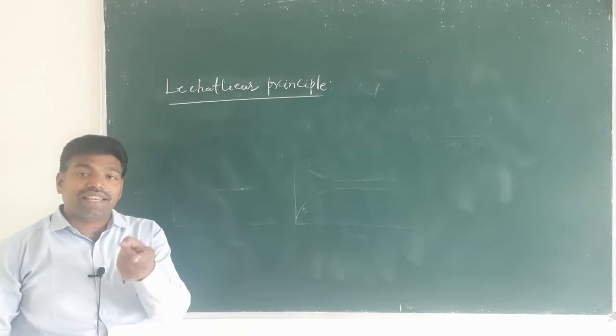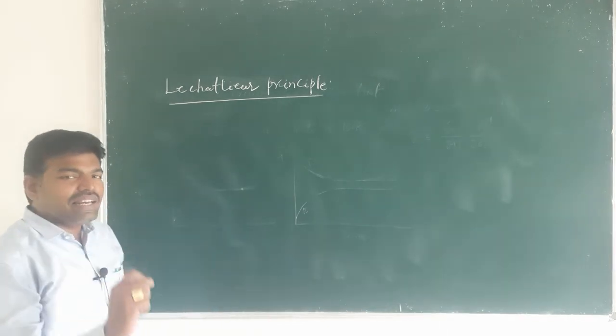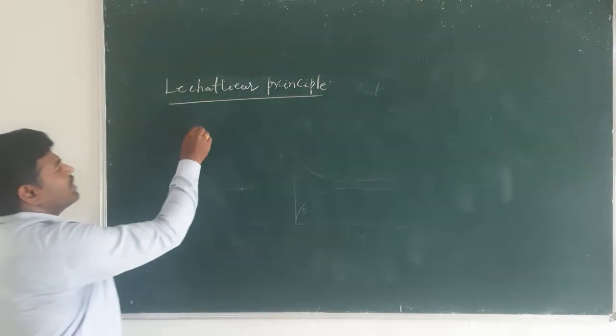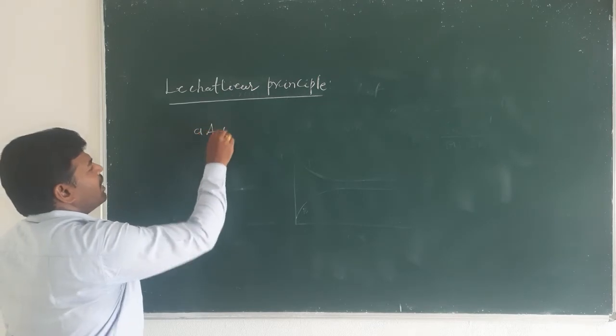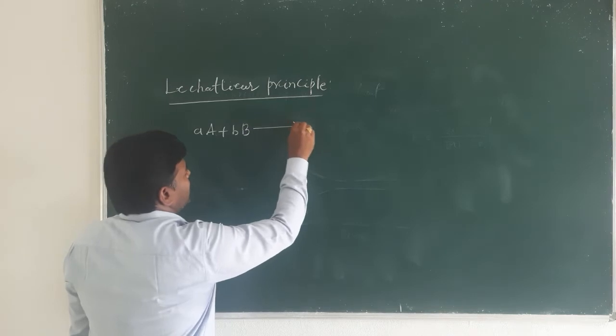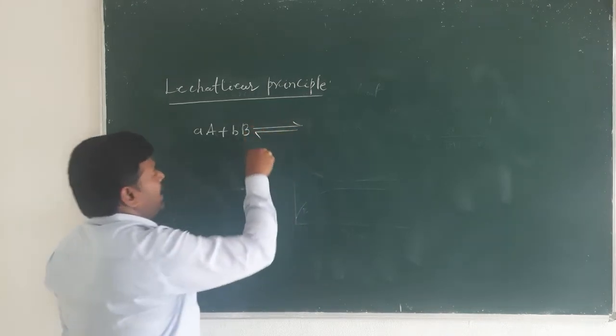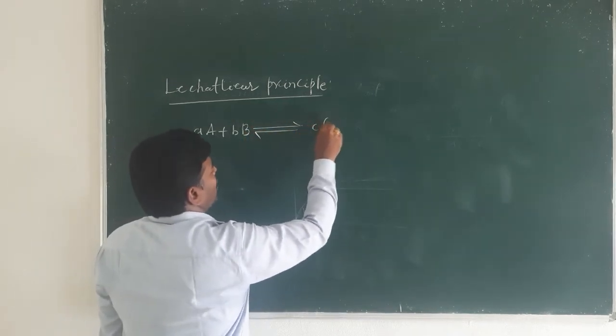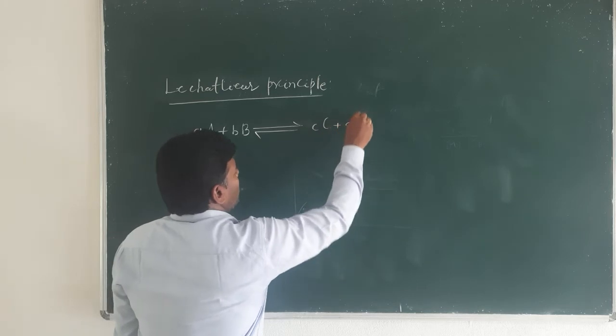So let us consider the general reversible reaction, that is a moles of A plus b moles of B. This is a reversible reaction, and it forms c moles of C and d moles of D.